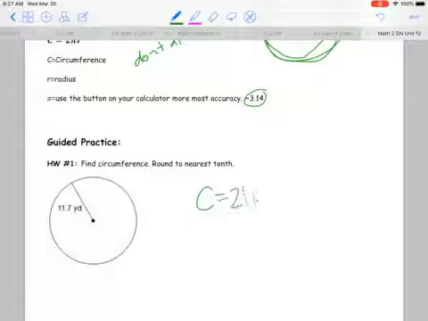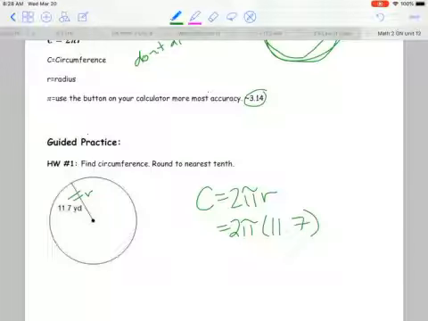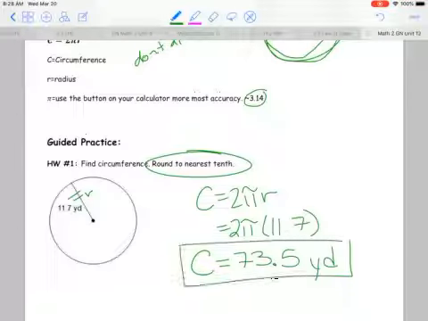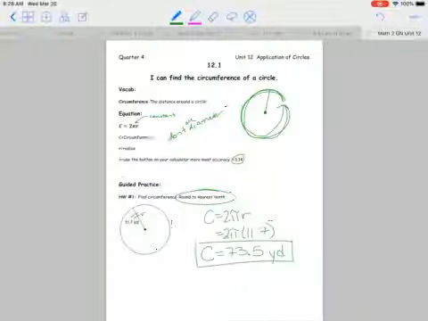Okay, C is 2 pi r. We know this is r, so we can just plug it right in. And then for our answer, we get, let's see. So for our answer, I think, round to the nearest tenth. So we're going to take 73.5 as our circumference, and make sure you put yards. It's a length, so it's not yards squared. Okay, if you didn't get that, make sure you ask me about what's going on or look over your work.